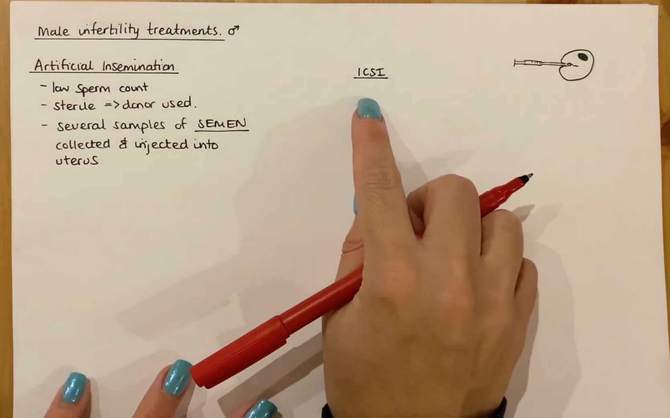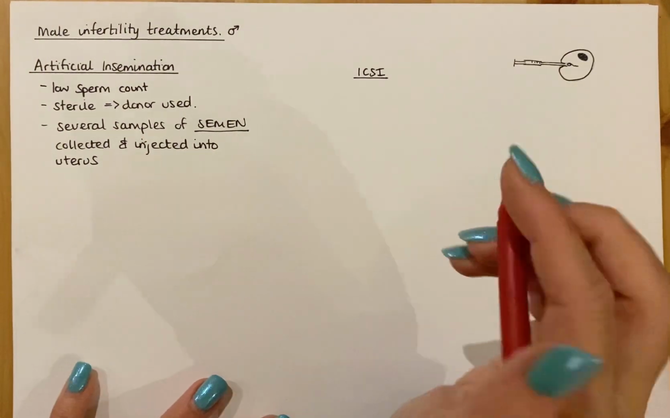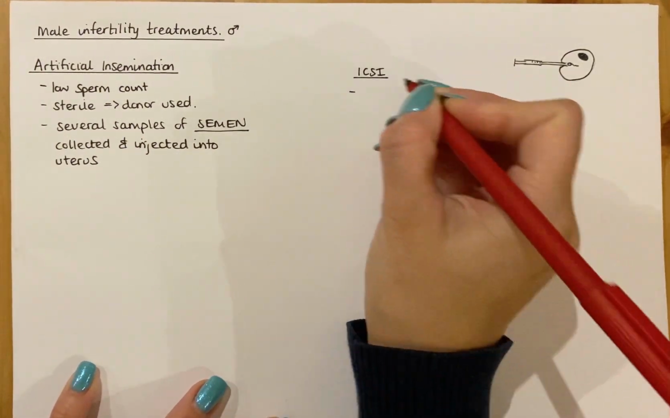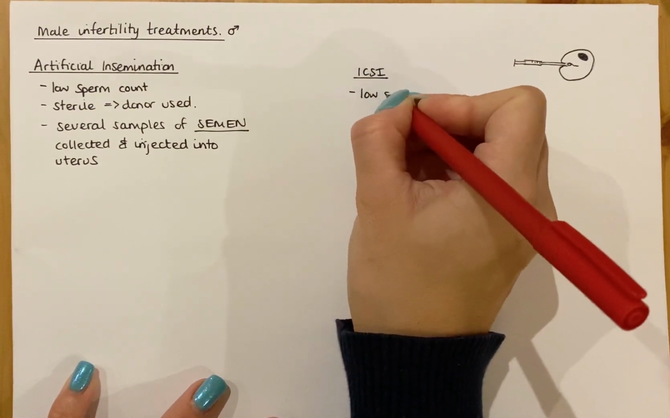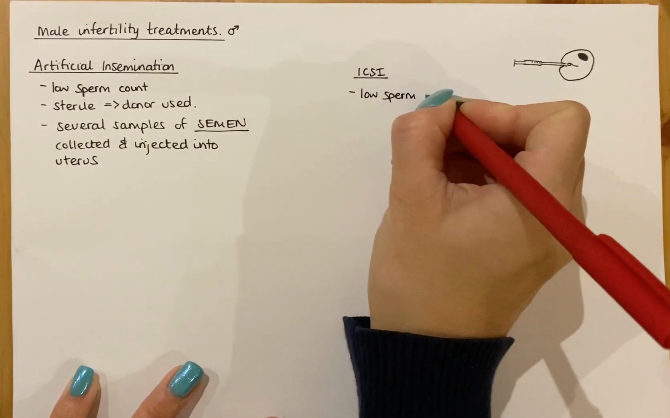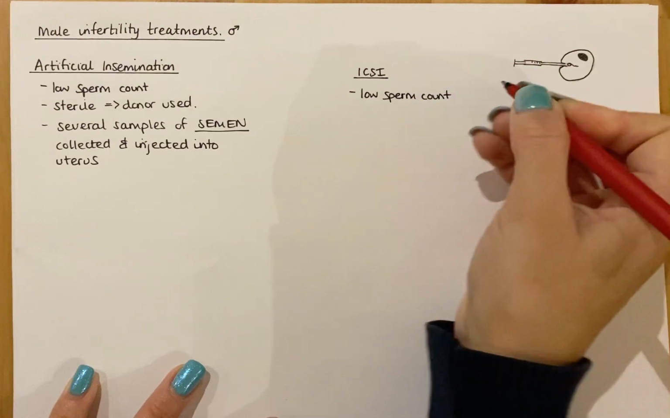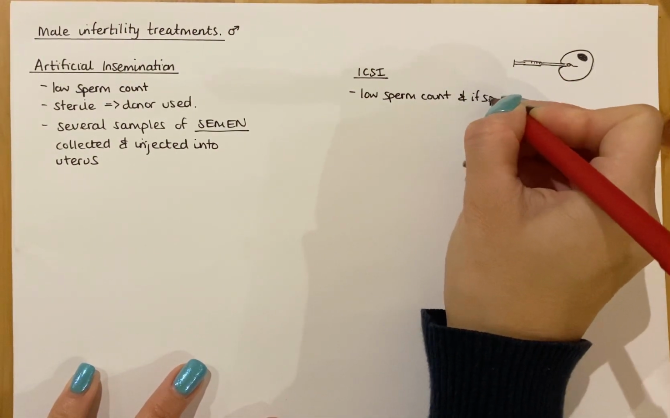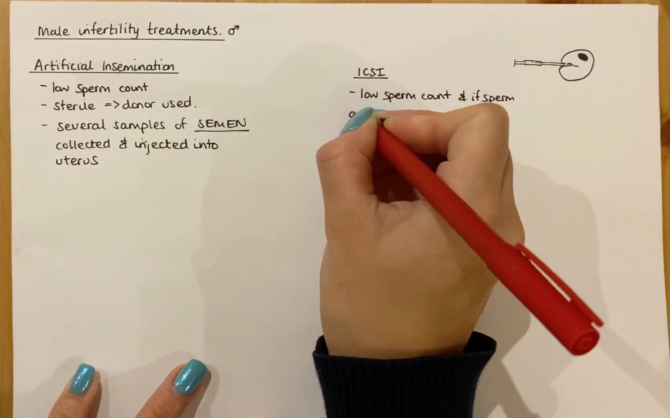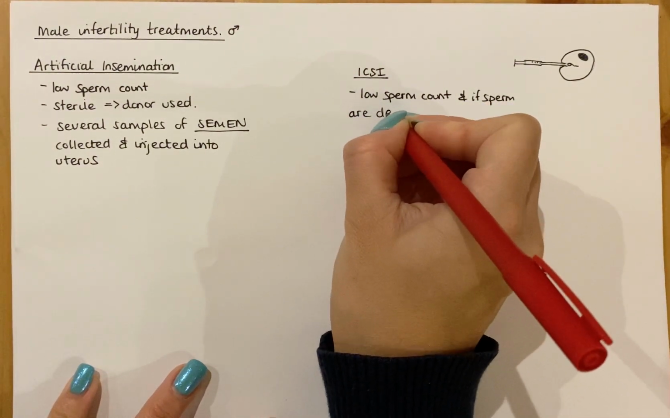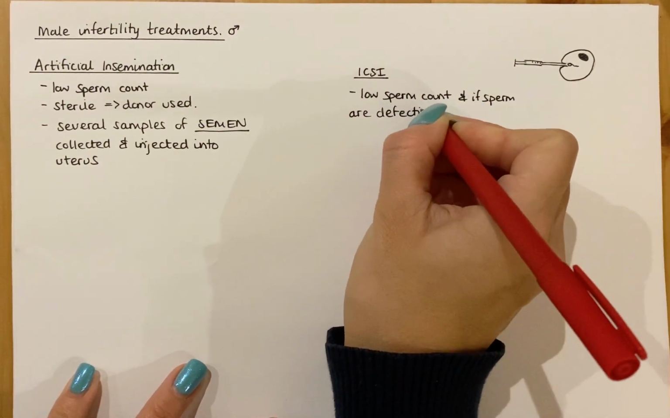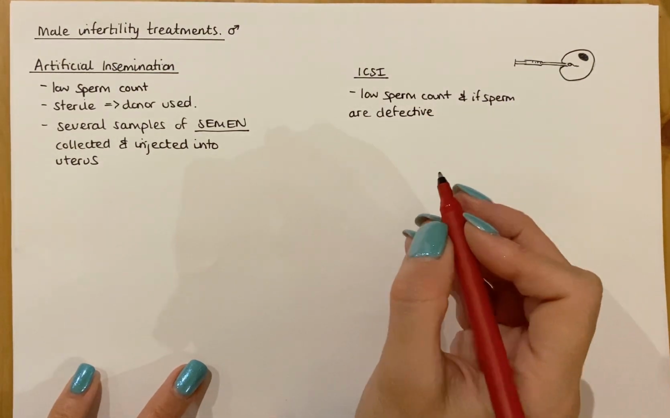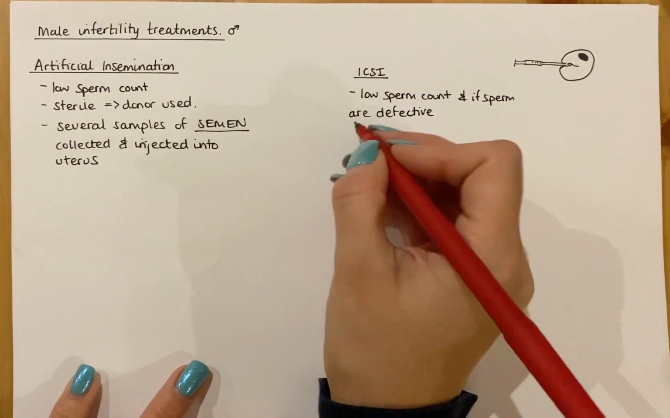So in a similar vein, ICSI can be used. Now, this can be used if there is a low sperm count of the male, and also if the sperm are defective. That essentially just means that they don't work right. They might not be able to swim correctly, or their tails don't form correctly, or something along those lines.